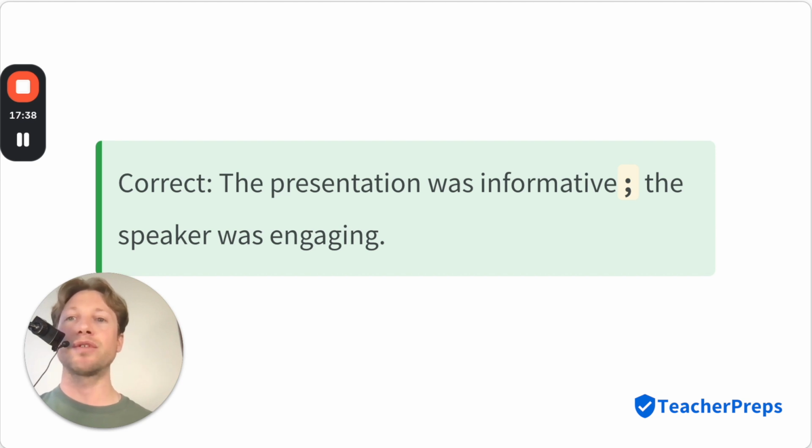So luckily for us, it's simple. You can just replace the comma with a stronger punctuation mark like a semicolon or a period. And then of course remember that if it was a period, you would capitalize that T in the. So if it was a semicolon, simply the words stay the same. "The presentation was informative; the speaker was engaging."